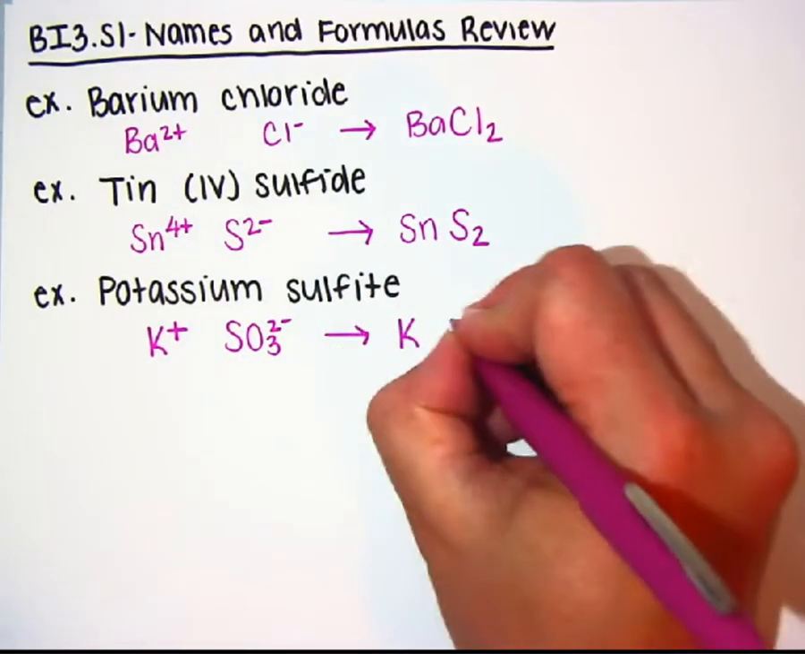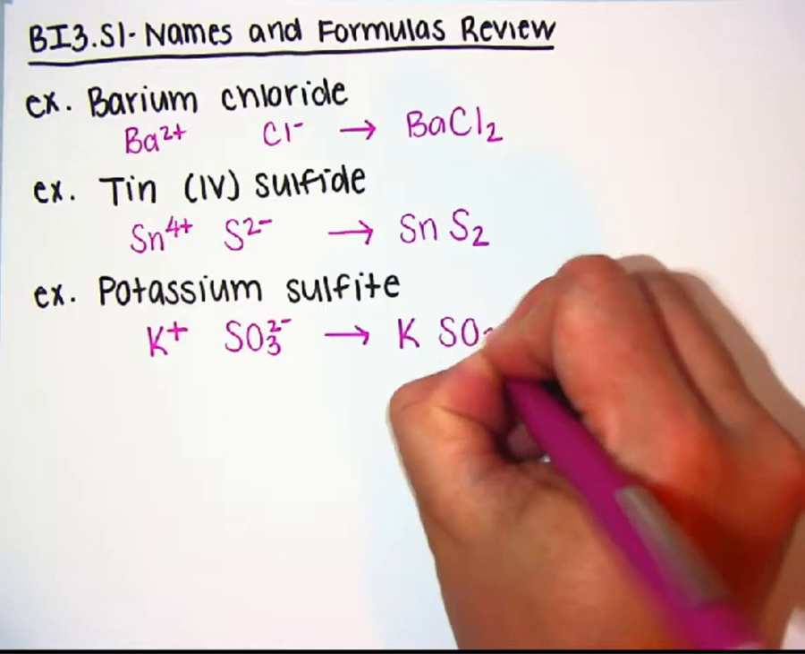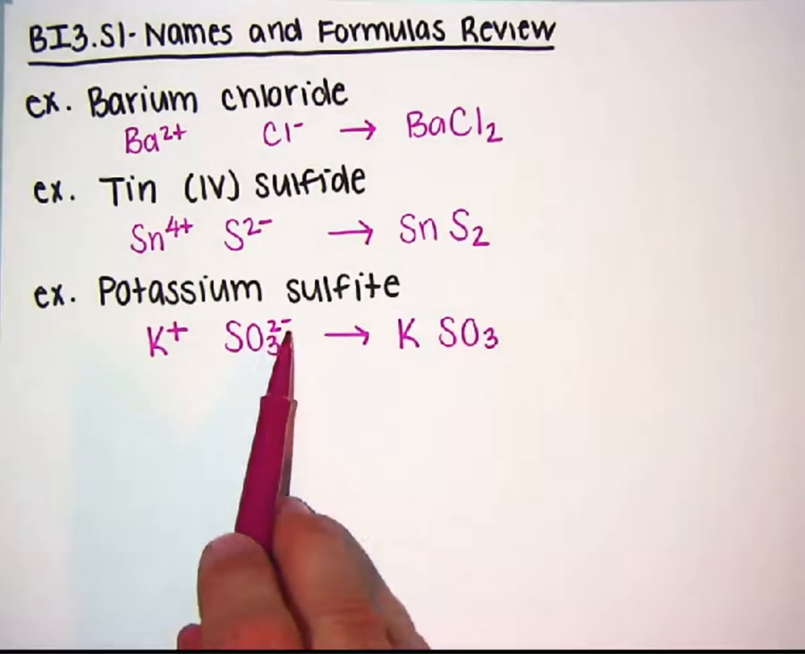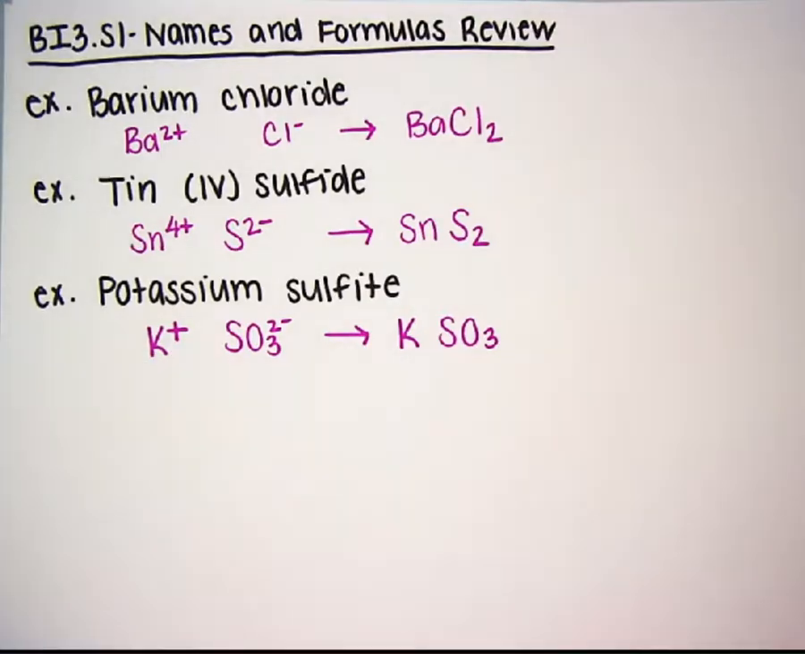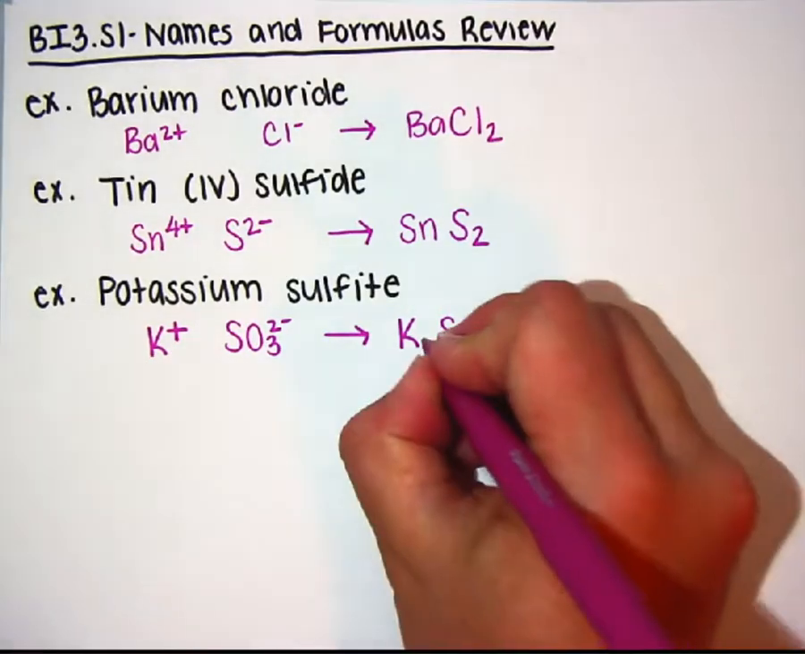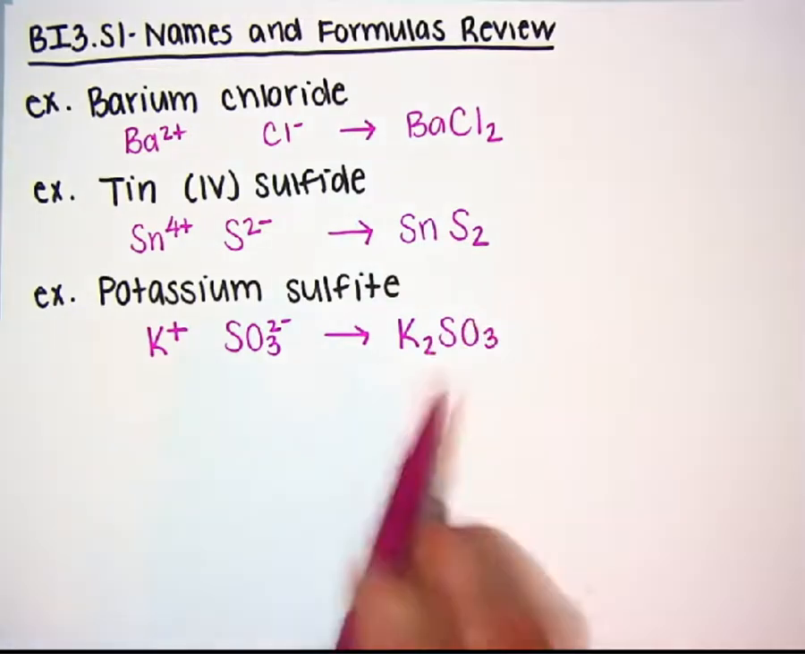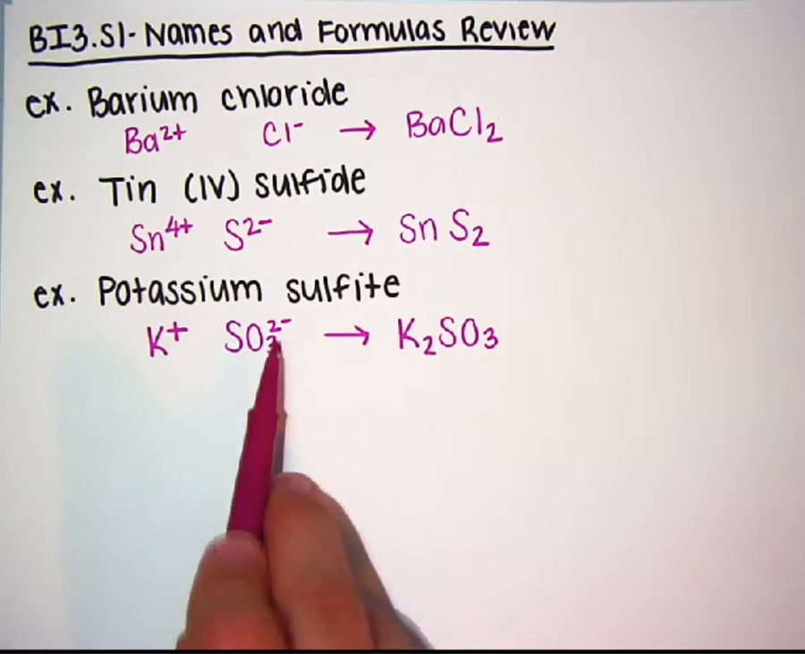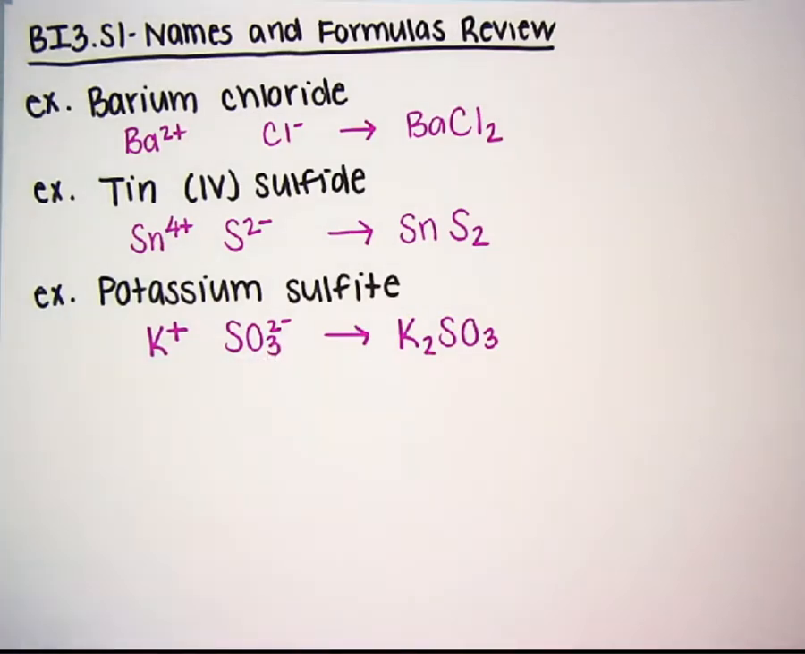Cation comes first, anion comes second. Sulfite is 2-, but potassium is only 1+. So I would need 2 potassiums. 2 potassiums, each with a charge of +1, is like a +2. That's going to cancel out that -2.